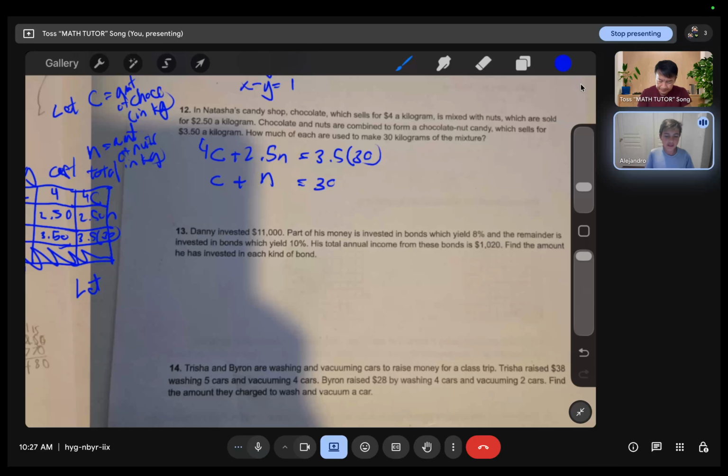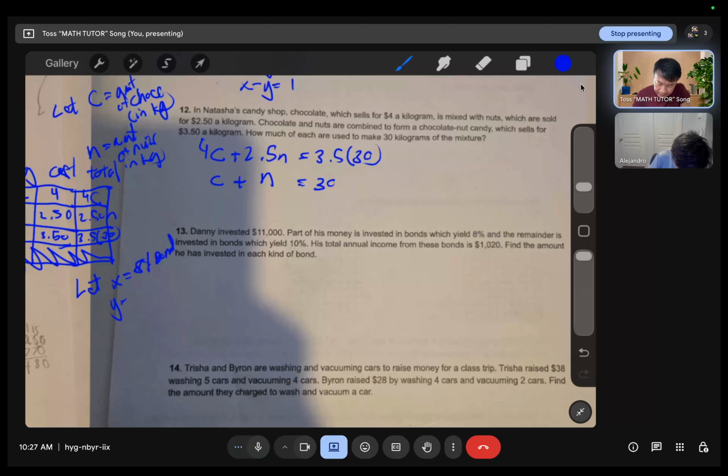We could do like the 8% would be X. Okay, good. X for the 8% bond. And then for the 10% it could be Y. Okay, good. Y for the 10% bond.